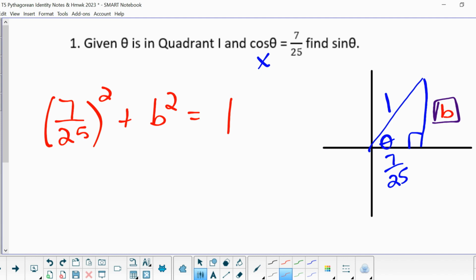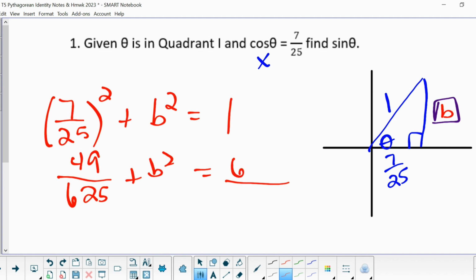So yes, then we have to be able to do a little bit of squaring or multiplying, either in our heads or in our calculator. So 7 over 25 squared is 49 over 625 plus b squared. And then I'm going to turn 1 into 625 over 625, so I have a common denominator that I can subtract.